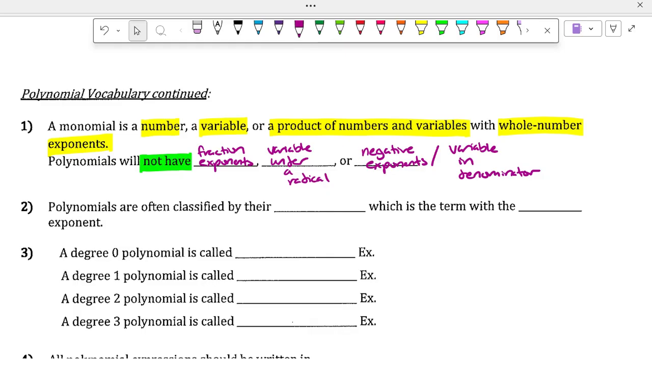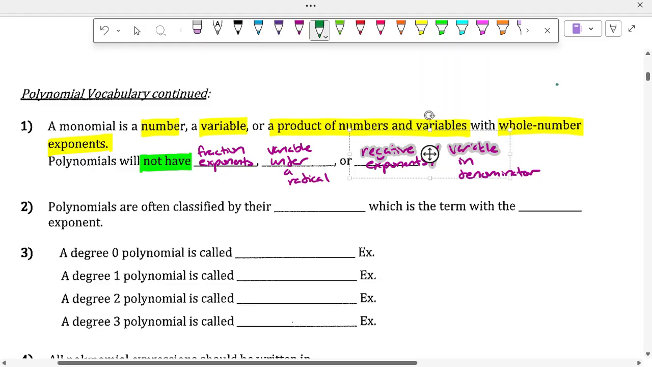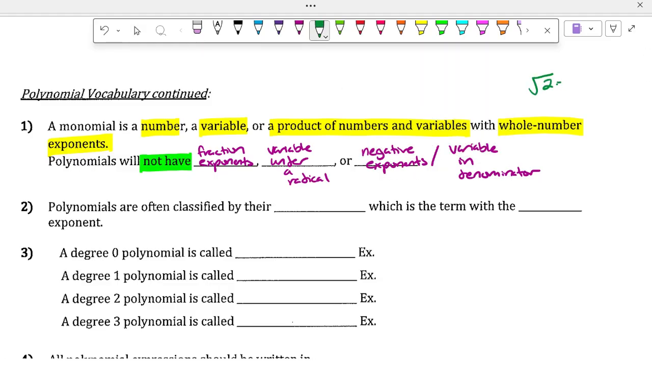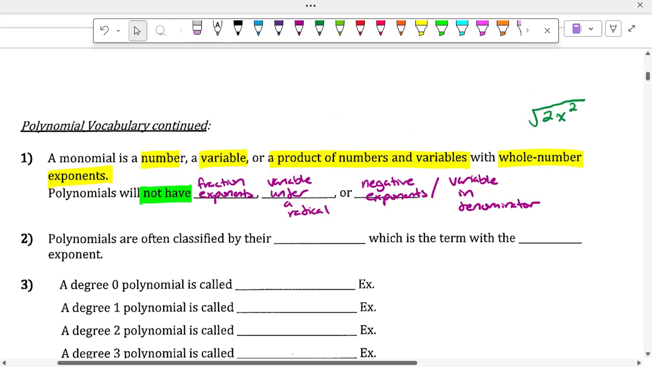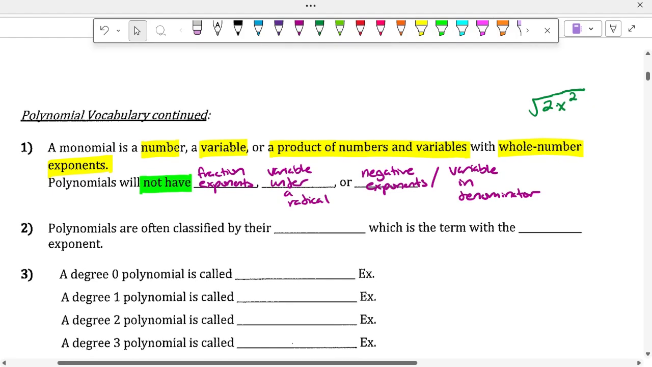Now, let's say you had square root of 2 times x squared, where the x squared is outside the radical. That's still technically a polynomial. It's when you stretch that radical out, like that, so that the x falls under the radical, that it's not a polynomial.